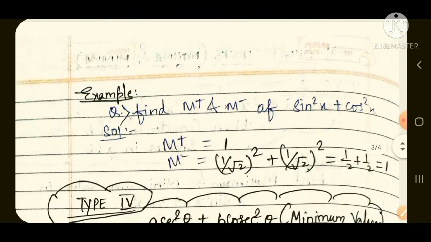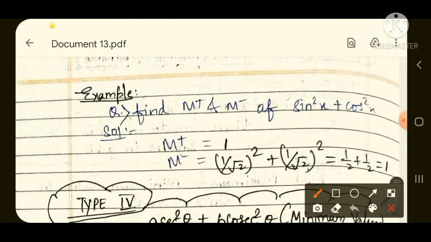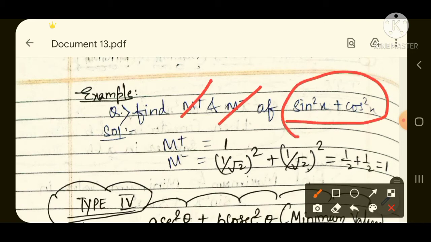Example: they are asking, in this case, sin square x plus cos square x. They are asking for the maximum and minimum. For the maximum, what I told you is, whenever it comes in the multiple of 2, the maximum value is simply 1. Just close your eyes and tick the answer 1. So here the answer is 1.